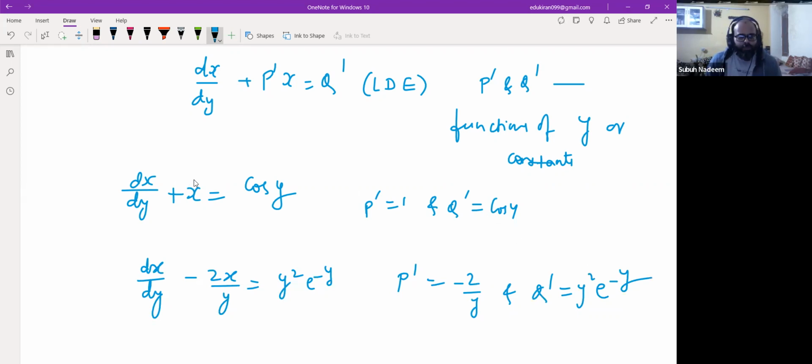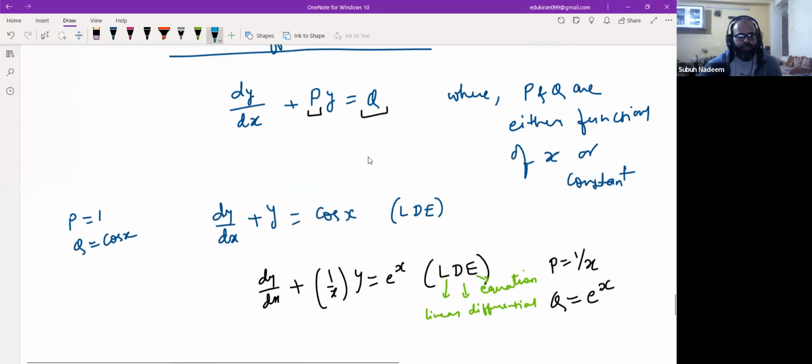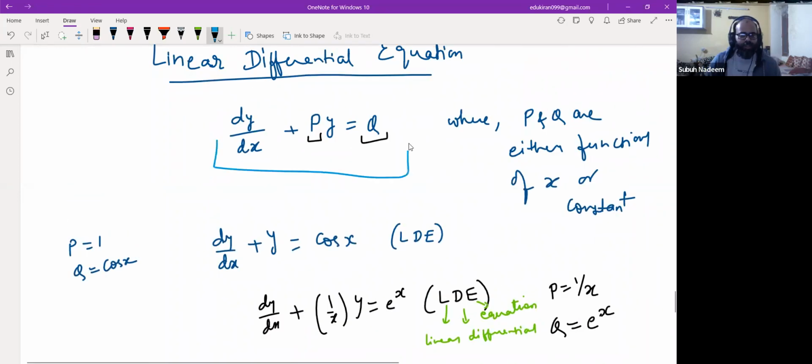So basically, if it is dy by dx, there will be one situation of LDE. If it is dx by dy, there is a different situation of LDE. But both are similar types of situations. You can understand and relate both of them.